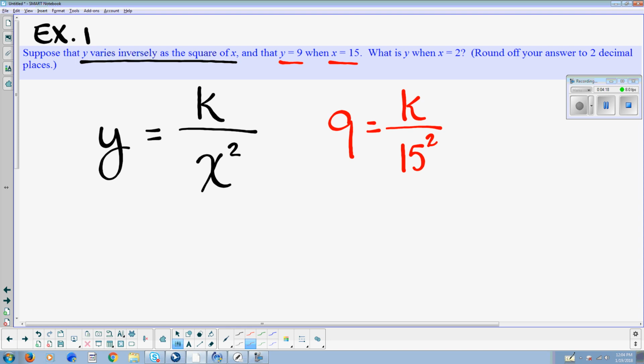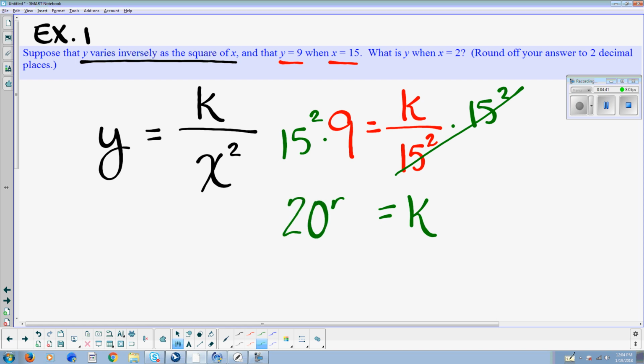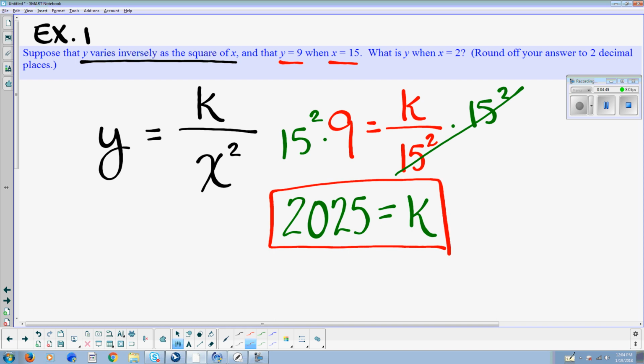So in order to solve for my constant of variation, I'm going to multiply by 15 squared on both sides. So then k will equal 15 squared times 9, which is 2,025. Okay, so that completes step 2. Once I know what the value of k is, I'm ready to move on to step 3, and that is where we use k to find some unknown.